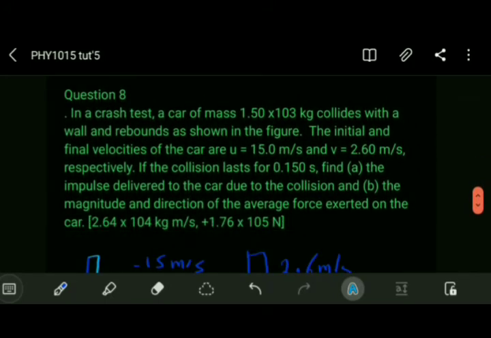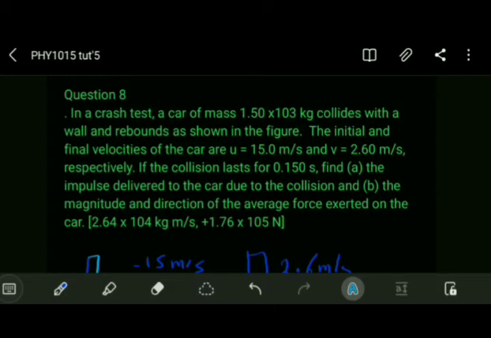Okay, so question 8. This car is crashing, hits into a wall and then rebounds. I don't know if it bounces or what, but it rebounds, meaning it hits the wall, and because the wall is so strong, the car simply bounces back like that.